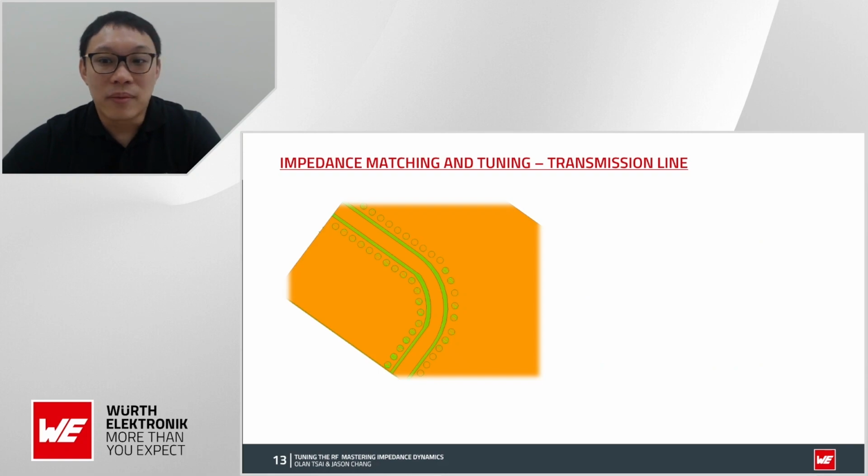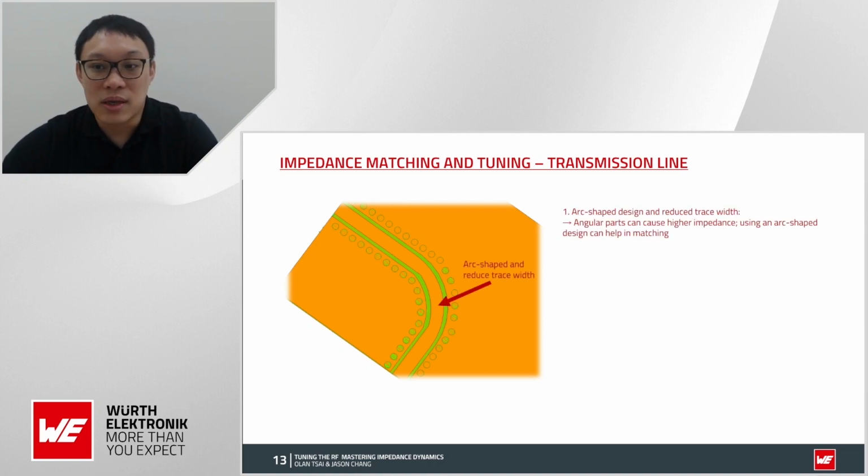Let's start from the PCB trace line, the right angle line. What you can do first is give it an arc shape, a smooth turning point. It's like when you are driving on the road, you don't want to turn directly 90 degrees. It's the same thing for a signal path. Giving it an arc shape will help your impedance matching.